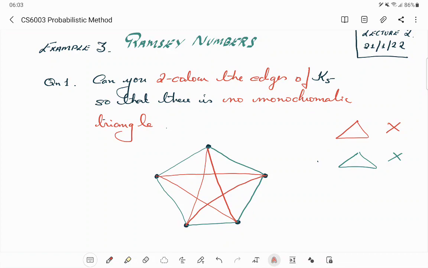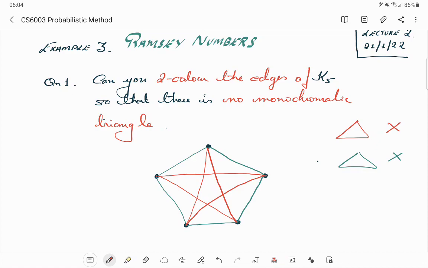Okay, now if you look carefully, you will see that the red edges also form a cycle on 5 vertices. It's just that it is not drawn in the usual way a 5-cycle is drawn, but this is still a 5-cycle, drawn in a star fashion. Since the red is also a 5-cycle, that also does not contain a triangle. So the answer to this question 1 is yes.